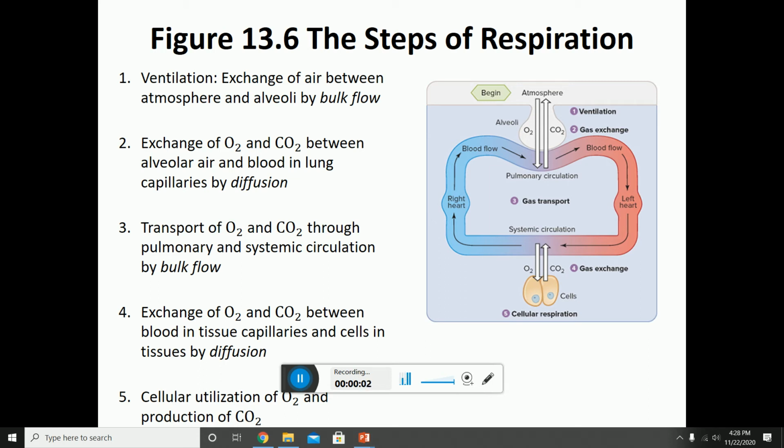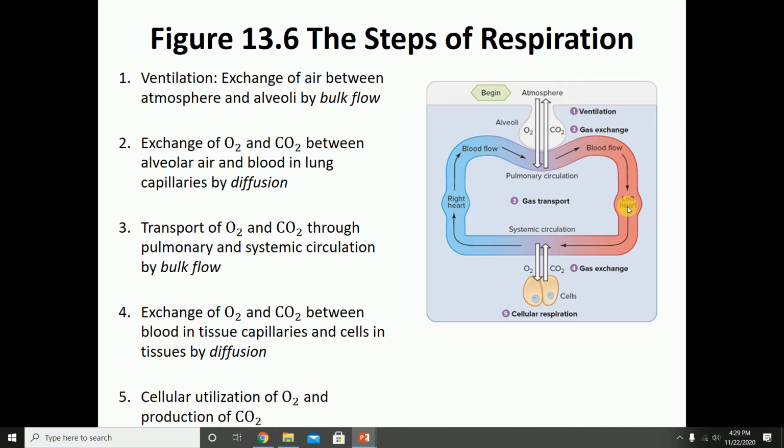Now, one more time, the steps of respiration. First off, we start with ventilation, which is the process of breathing in and out, and the gases are going to flow by bulk flow. And then the second stage is external respiration, where there's the exchange of gas at the level of the lungs, and the gases are going to diffuse across the different membranes.